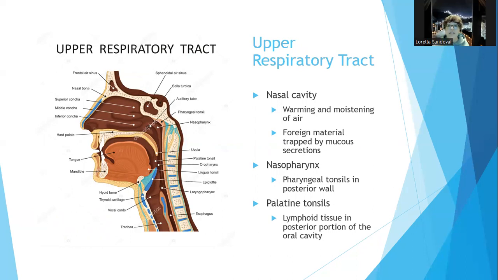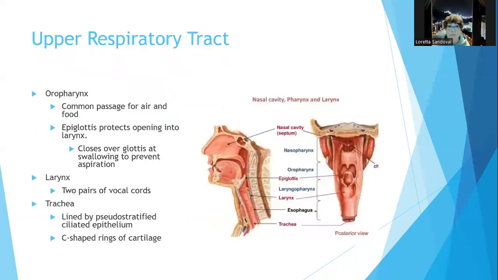The nasopharynx has the pharyngeal tonsils in the posterior wall of the pharynx, and pharyngeal tonsils are part of our immune system. So they have white blood cells and other things that you find in the lymph nodes. They're kind of our first line of defense in catching things. The palatine tonsils are lymphoid tissue in the posterior portion of the oral cavity. The differentiation between pharyngeal and palatine is their location. They both do similar things for the immune system.